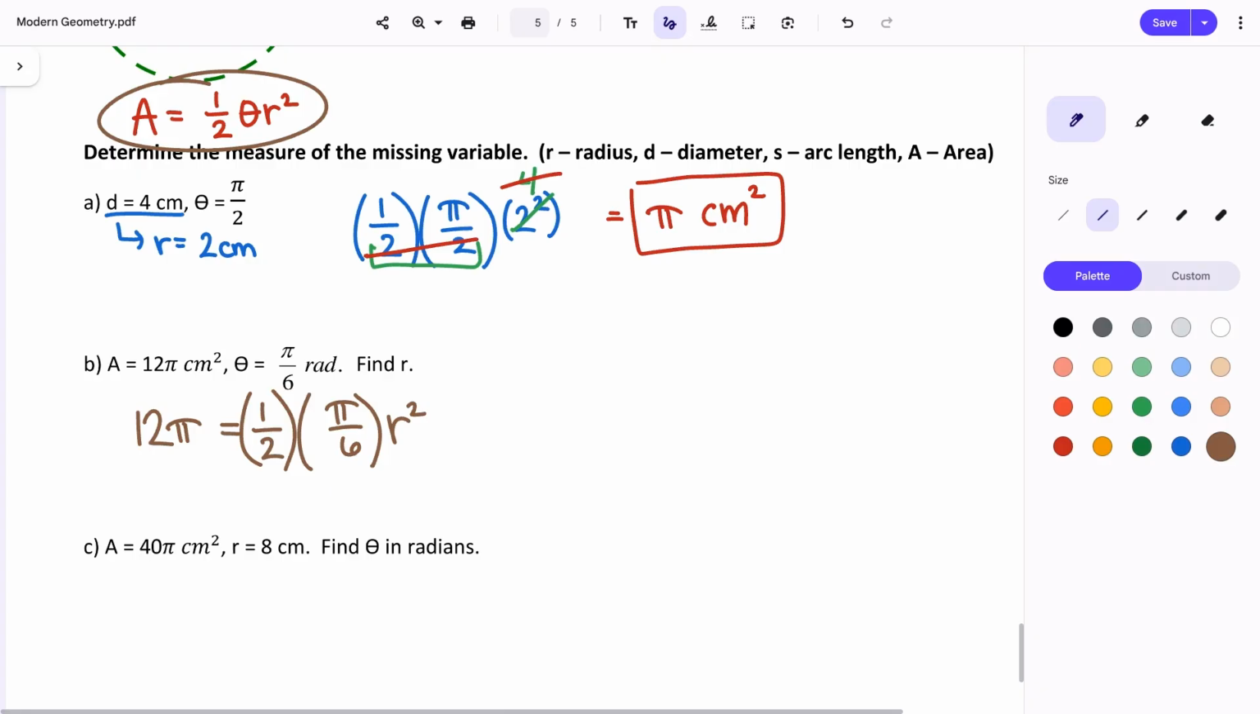Okay, I'm going to kind of clean this up a little bit. So I'm going to work more so with these two pieces for right now. I'm going to rewrite this so it still says 12 pi. But then 1 times pi is pi here, and on the bottom now it's 12. And then I have r squared. Okay, I want to get the r squared by itself. So the first thing I would try to do is get rid of that fraction if I can. How do I get that 12 out of the denominator?